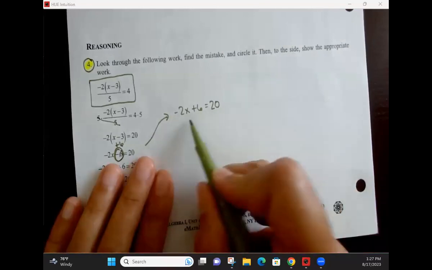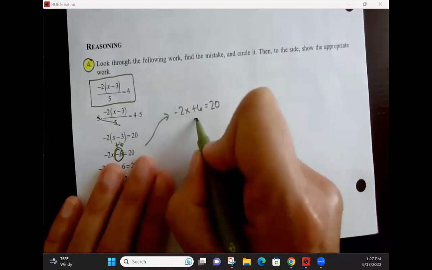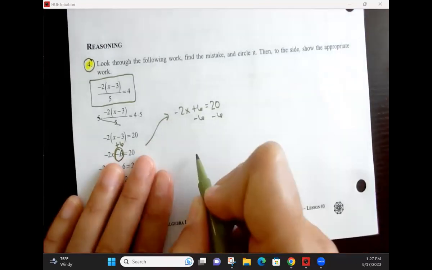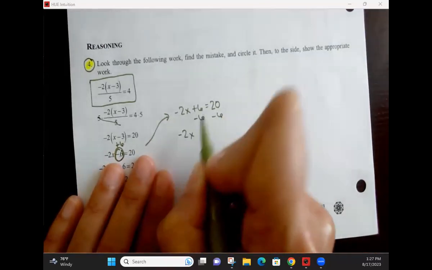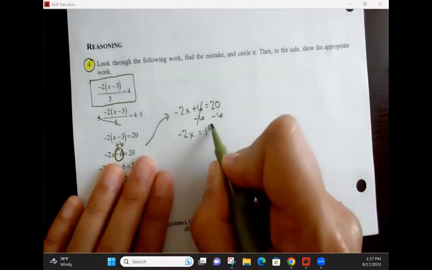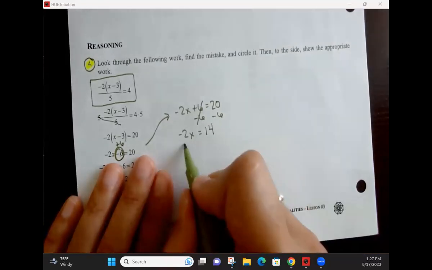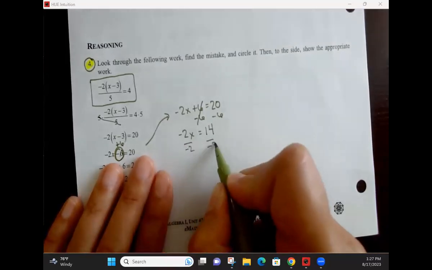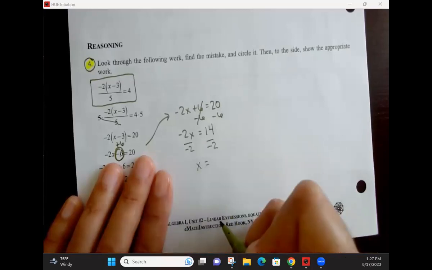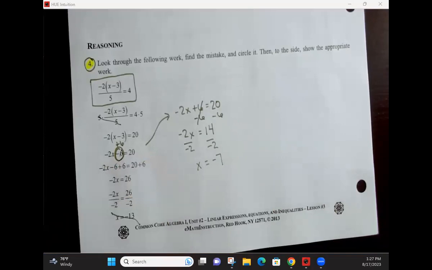What's my next step from here? Good. Move the 6 to the other side by subtracting. So we have negative 2x equals 14. Divide both sides by negative 2. So we get x equals negative 7. Perfect. Not too bad for today?